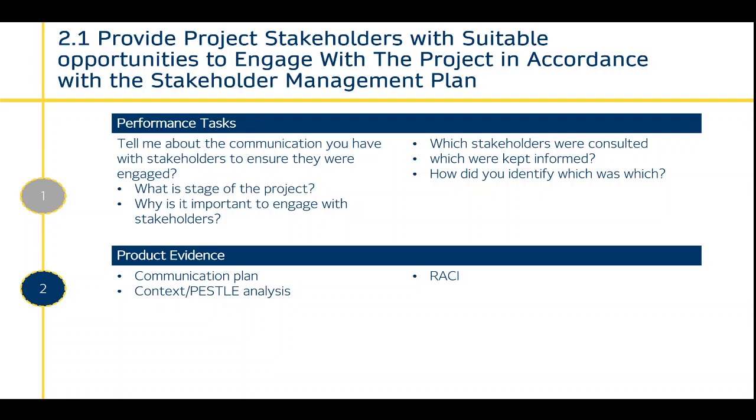So reflect on a time we've had to communicate with stakeholders to ensure that they're engaged. What was the stage of the project? Why is it important to engage with your stakeholders? Which stakeholders were consulted? Which were kept informed? And how did you identify which was which?